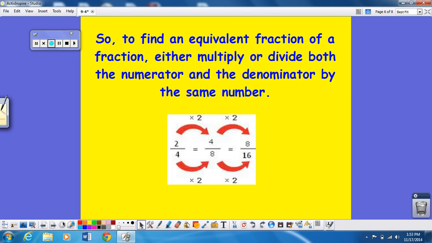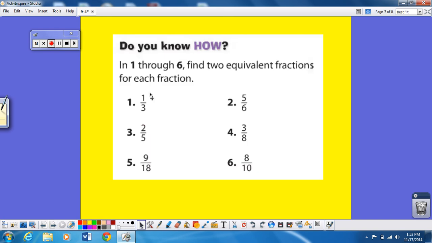So to find an equivalent fraction of a fraction, either multiply or divide both the numerator and the denominator by the same number. As long as you're fair and do the same thing to the numerator and the denominator, you will have an equivalent fraction. So let's take a look at these. If I were to find 2 equivalent fractions for each of these fractions, I could have a multitude of answers just based on what number I used.